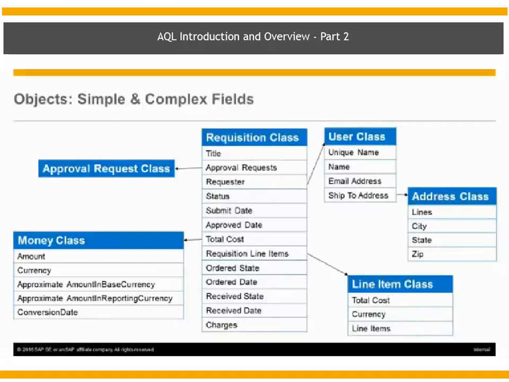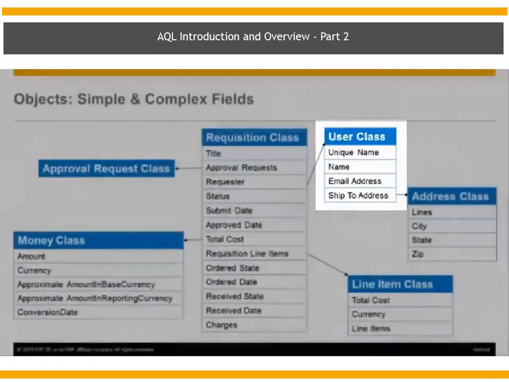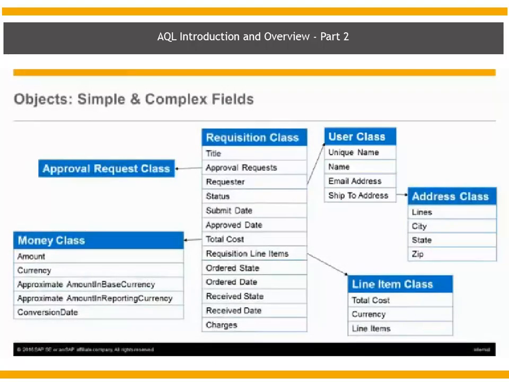Here again, we are looking at the downstream requisition class. This example illustrates how a requisition object appears in memory as a collection of different field types. A requisition contains both simple fields and complex fields. The title field is a simple string. The requester field is a complex field that references a user object. The user object also contains both simple and complex fields. Unique name and email address are simple fields. Ship to address, however, is defined as an address type, which is a complex data type itself.